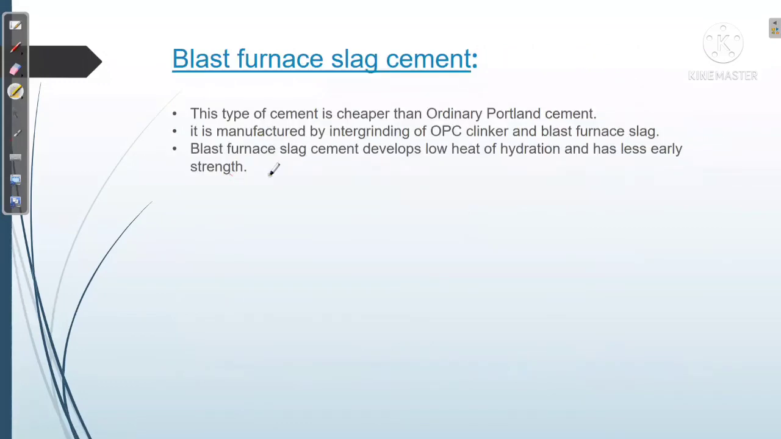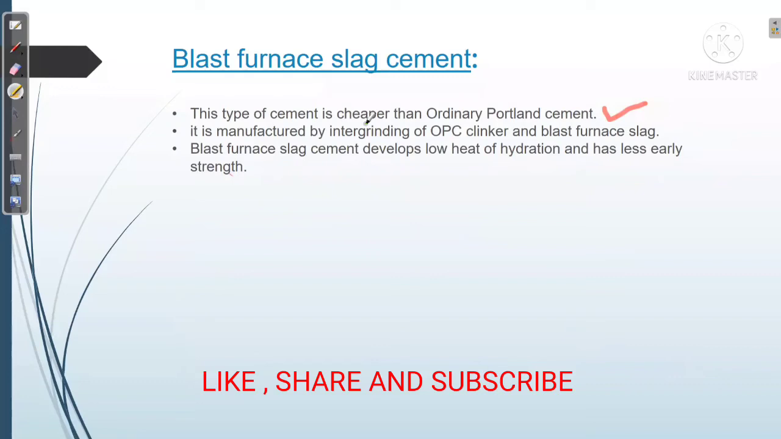Now the last type is blast furnace slag cement. The name itself indicates it is made using blast furnace slag. The first important property is that this is a cheaper kind of cement, even cheaper than ordinary Portland cement. It is manufactured by intergrinding OPC clinker and blast furnace slag.